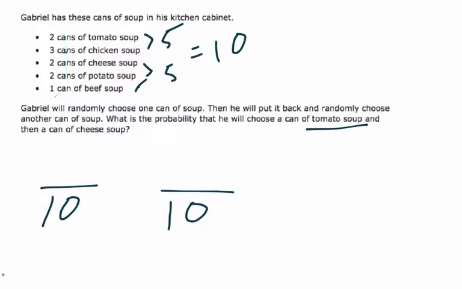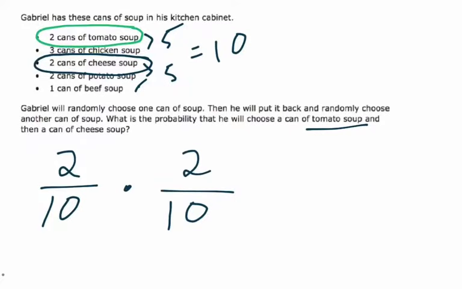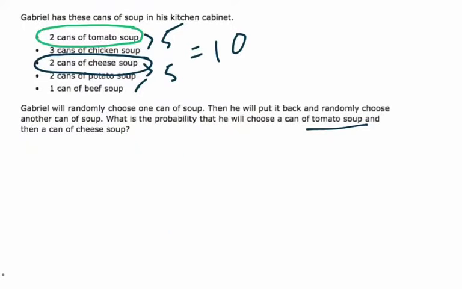So tomato soup. How many cans of tomato soup do we have? Cans of tomato soup is right here. Looks like he's got 2 cans of tomato soup. And then it says he's going to put it back, so we'll still have 10. And then how many of cheese soup? Cheese soup, all right. Looks like, again, 2 cans of cheese soup. Now, 2 out of 10 times 2 out of 10. I'm actually just going to write these a little bit smaller, sorry, guys, because I can simplify. So 2 out of 10 times 2 out of 10.